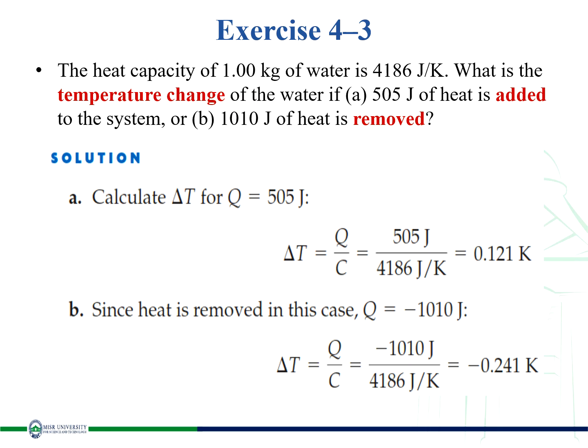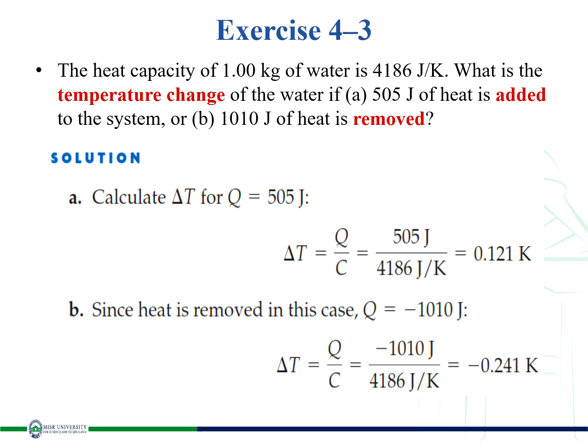Now, for part B, what if 1010 J of heat is removed? This is where our sign convention becomes crucial. When heat is removed from the system, we must denote Q with a negative sign. So, Q becomes minus 1010 joules. The heat capacity of the water, of course, remains the same at 4186 J/K.